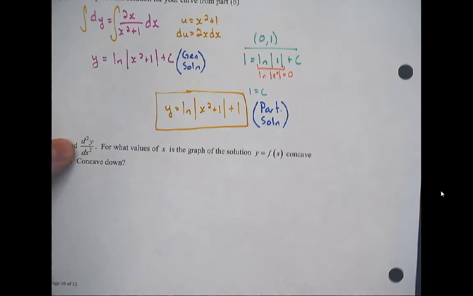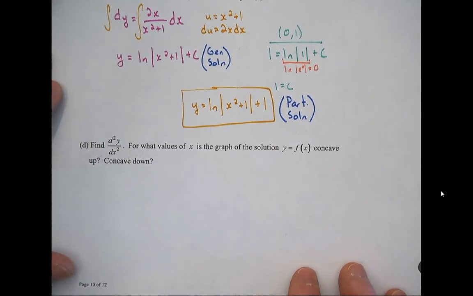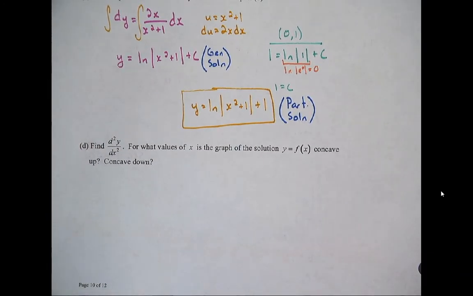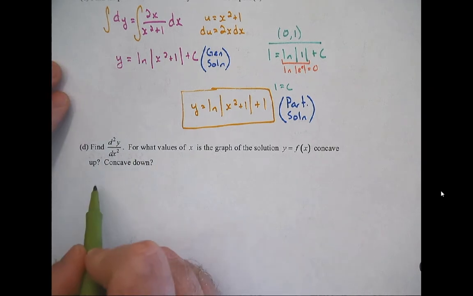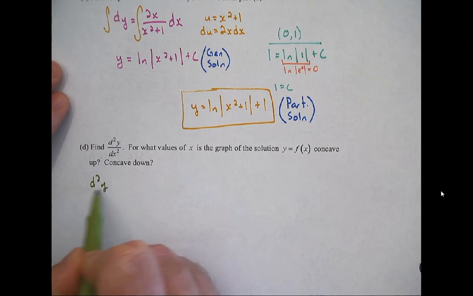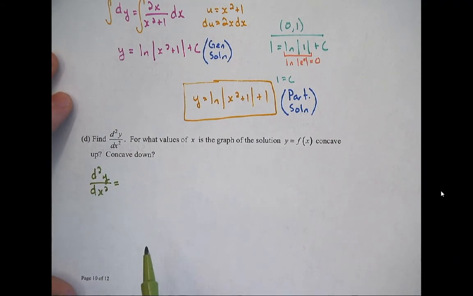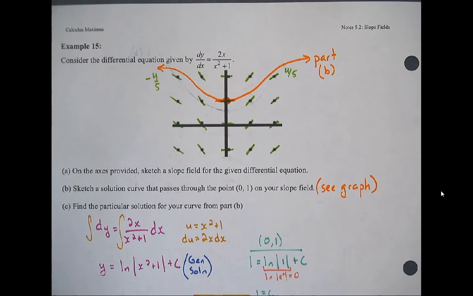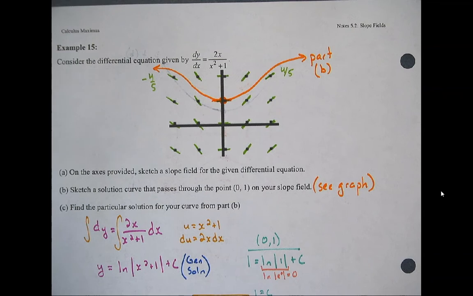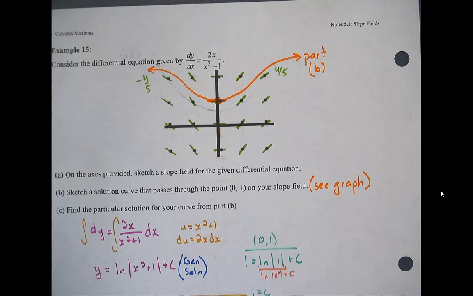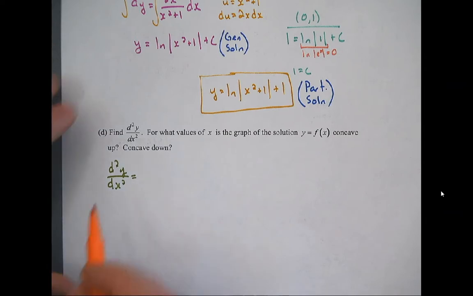Find the second derivative. So I'm going to encourage you to pause, find the second derivative. Okay, let's see how you did. The second derivative is just the derivative of the first derivative. So d2y dx squared equals. How would you derive this thing? That's a little quotient rule.